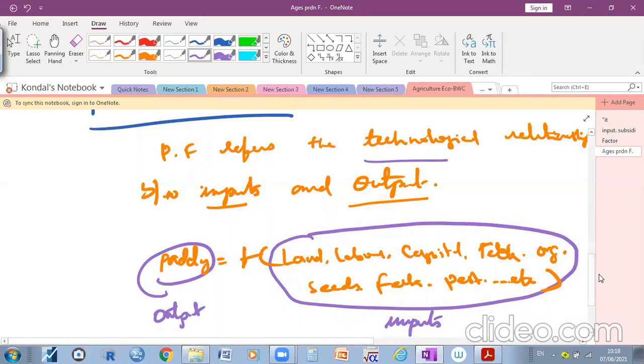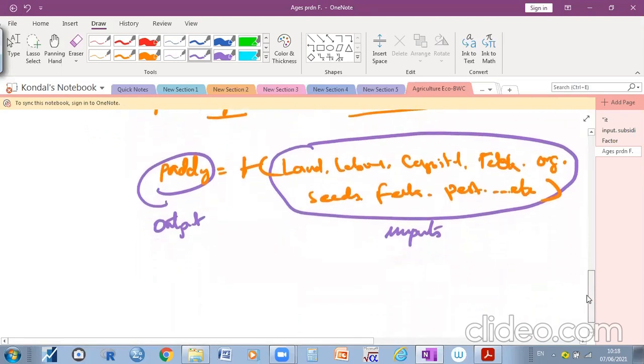Nowadays we are producing services which we cannot see, so we should not mention only physical input and physical output. So we should mention that the production function refers to the technological relationship between inputs and output. These are all called inputs. This is called output. Is it clear?